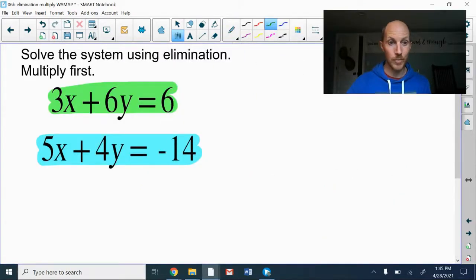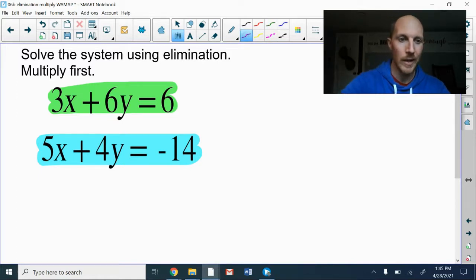Okay, last example here. The green equation, 3x plus 6y equals 6. Blue equation, 5x plus 4y equals negative 14. Do all the parts line up? Yes, x's, y's, equal sign, numbers. That's great. Do any of the coefficients match? No. I got 3 and 5 for the x's. I got 6 and 4 for the y's. Neither of them match. Let's see what we would get for some least common multiples.